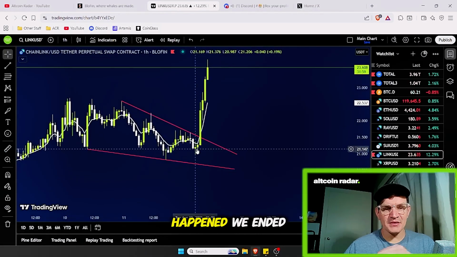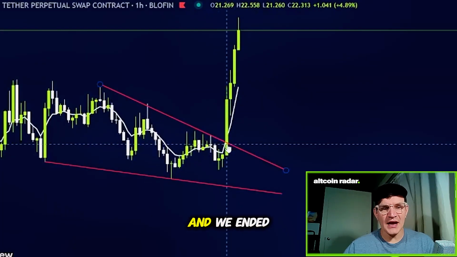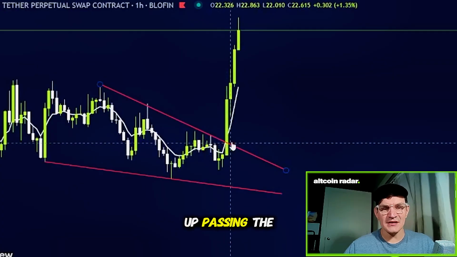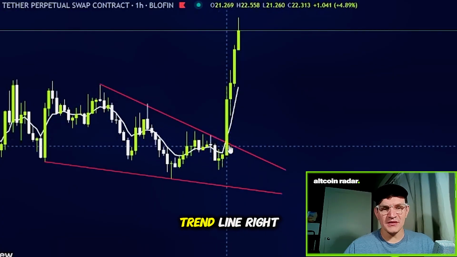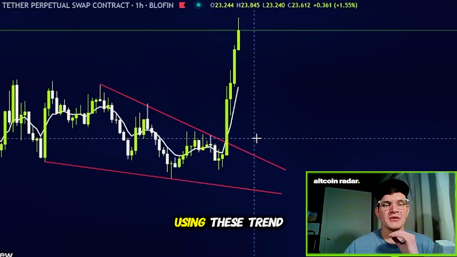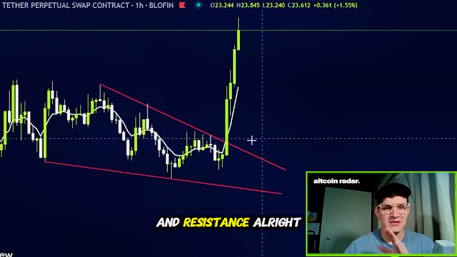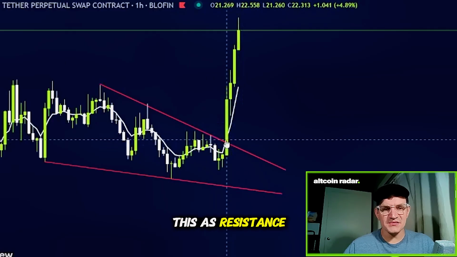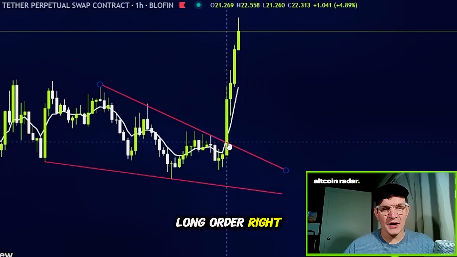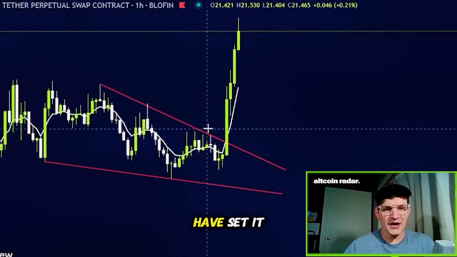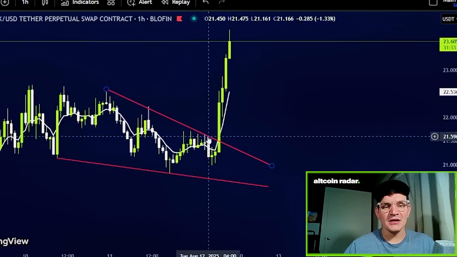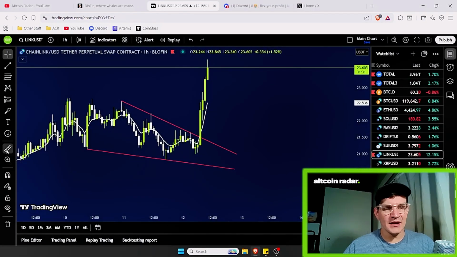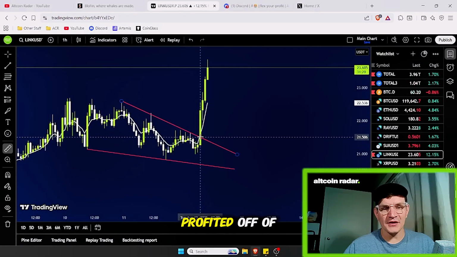So because that happened, we ended up going all the way back around, and we ended up passing through the resistance area, which would have been the top end of this trend line right here. So this is what I was talking about using these trend lines as support and resistance, all right? So you use this as resistance, you place your long order right here at this level, or you could have set it right at the top of one of these candles as well if you wanted a little bit more confirmation too, all right?